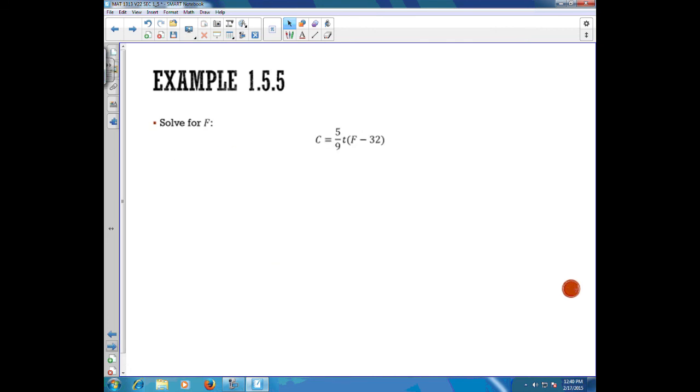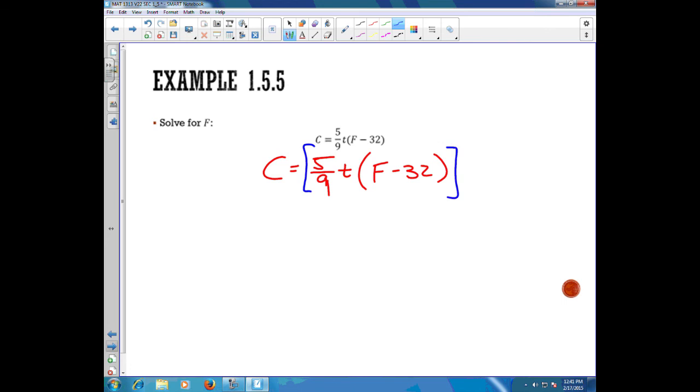Okay, let's try a slightly more complex example. We want to solve this equation for F. Here again we have a fraction, so let's start with that first. We have C equals 5/9 times F minus 32. The F minus 32 in parentheses could be a problem because we're trying to solve for F. So what we want to do is get that parentheses part by itself first. So let's multiply both sides by 9. If we multiply both sides by 9, we're going to get rid of that fraction.